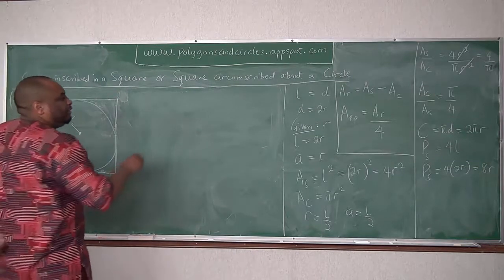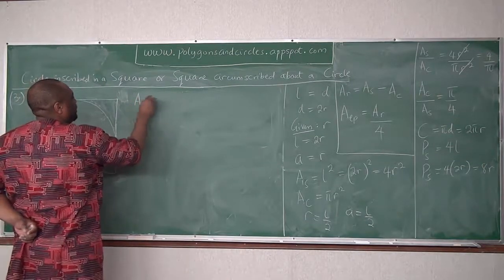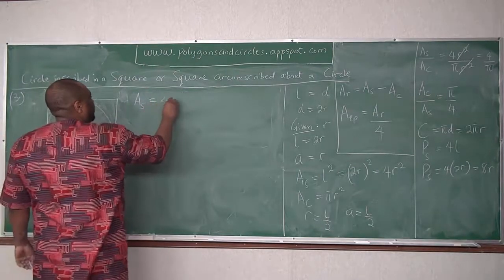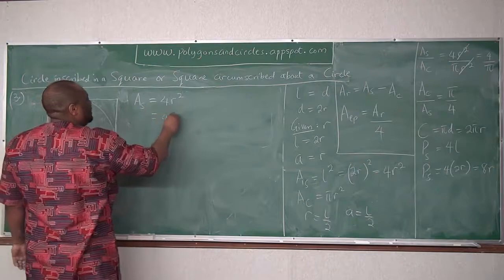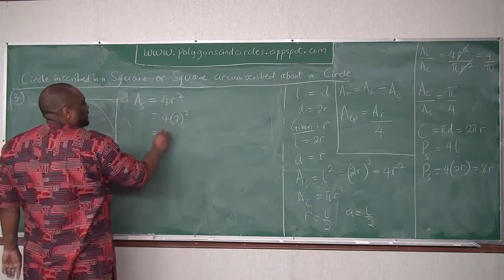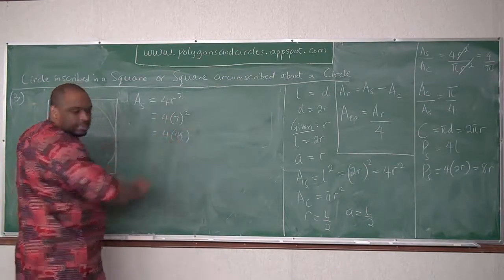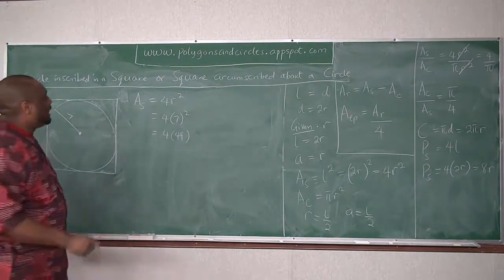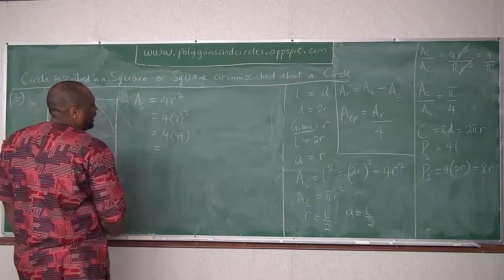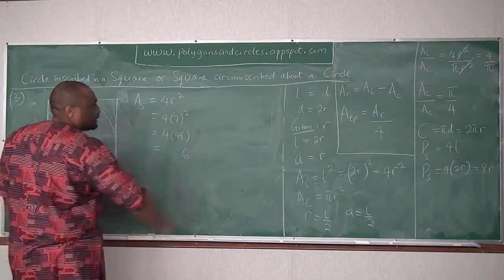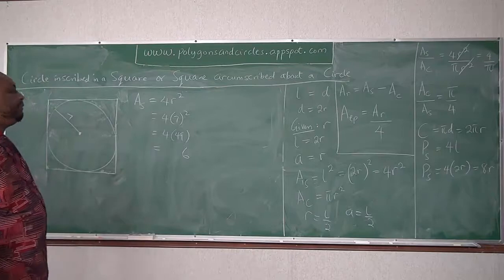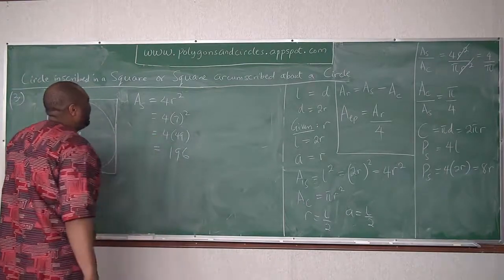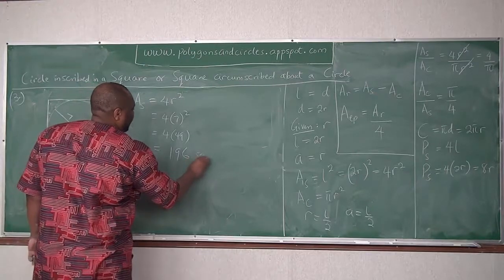So let the area of the square, A_S, be the area of the square in square feet. And that is 4r squared, which is 4 times 7 squared, which is 4 times 49. Okay, 4 times 9 is 36, 6 carry 3. 4 times 4, 16 plus 3, 19. 196 square feet.